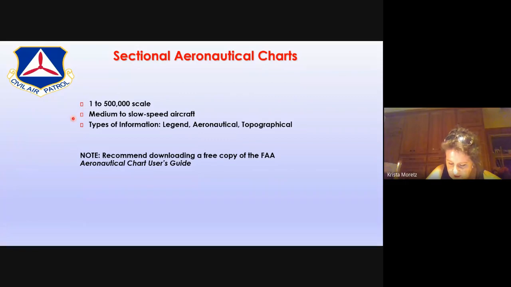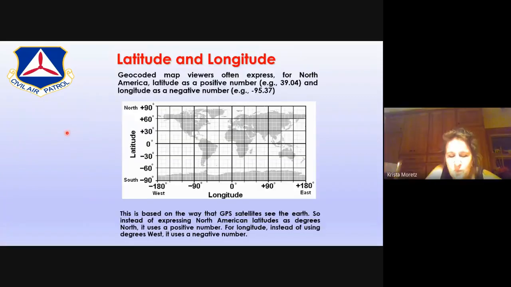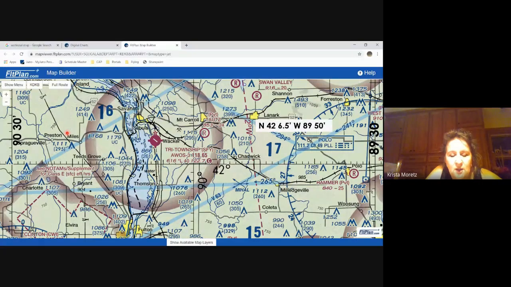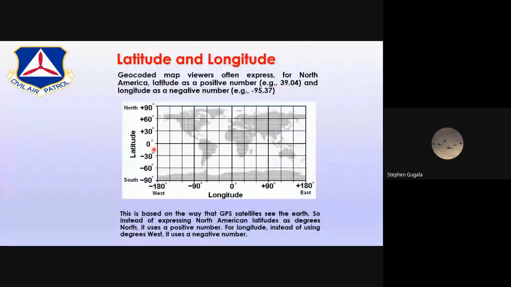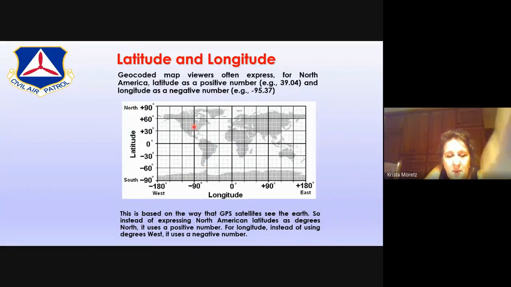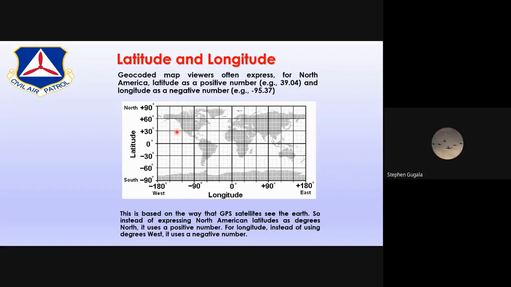I did have a question. So if we were looking on a map of the U.S., north would be positive and west would be negative. North would be positive and west negative with regard to geocoded. So when you look at the United States of America, we would be up in the positive and over in the negative. Correct. So west would be negative and north would be positive. Correct. Thank you.